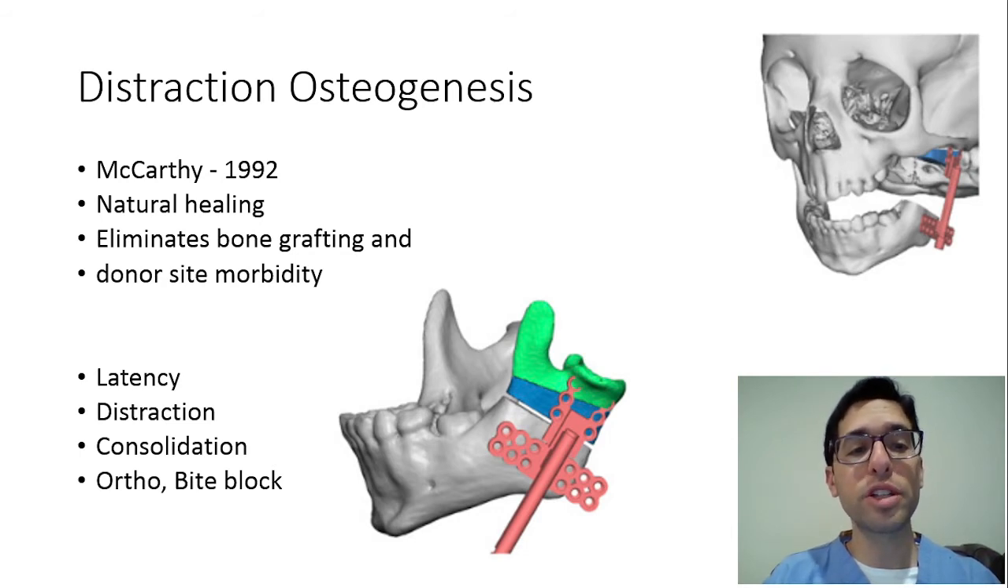And finally, you're going to do consolidation. To make sure you don't get relapse, you're going to then just hold it. After you're done distracting it, you're going to do a consolidation phase, typically 3 times as long as your distraction phase. And I just mentioned the ortho and the bite block, because on the contralateral side, you're going to have an open bite. Okay.